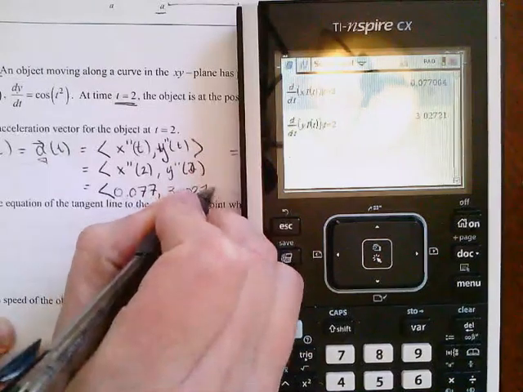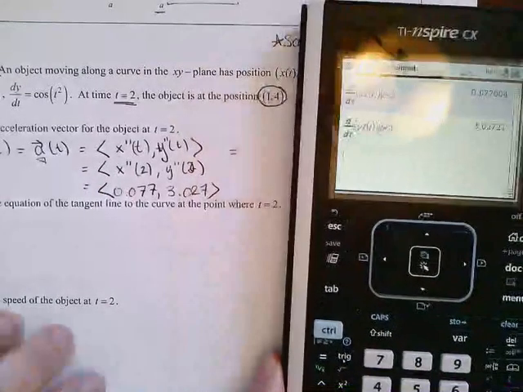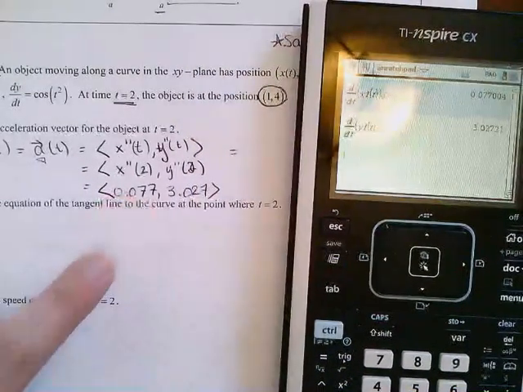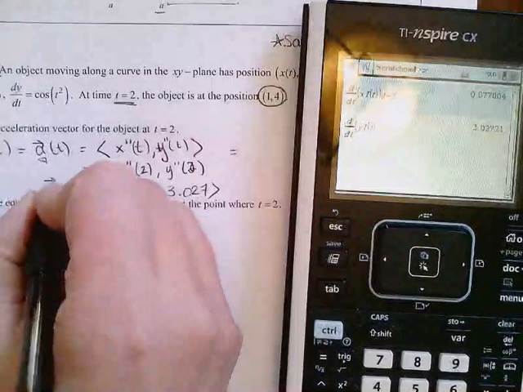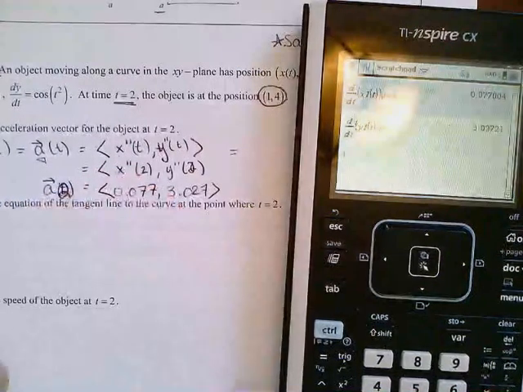3.027, remember 3 decimal places. And there it is. There's my acceleration vector at t equals 2. Okay?